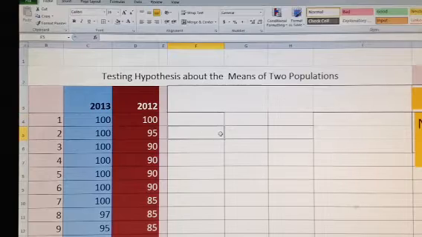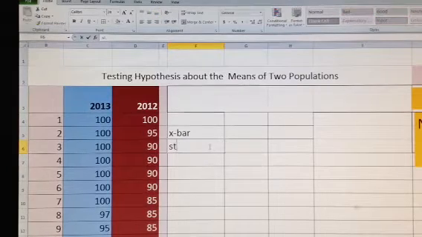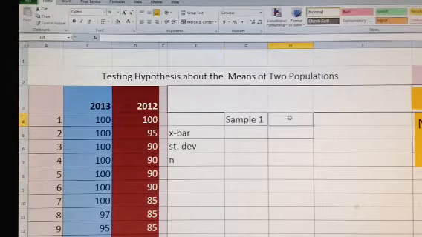To test this hypothesis, I will need to know something about the population. I will need to know X bar, which is the average for each sample, the standard deviation, and the size of each sample. So this is sample 1 and sample 2.